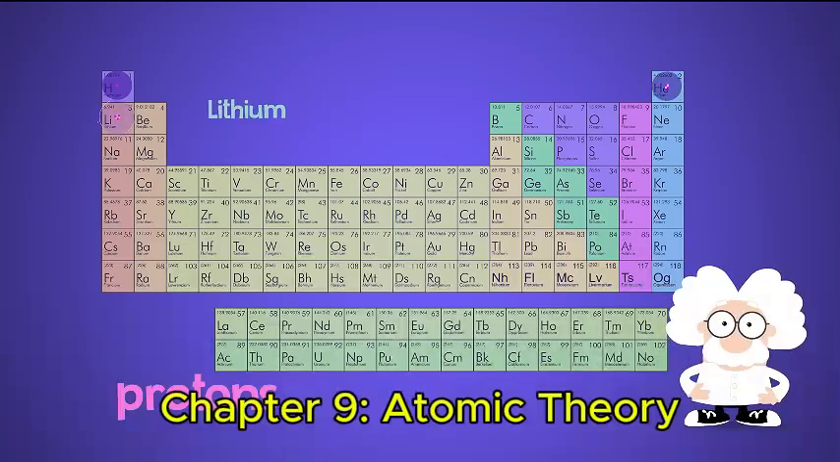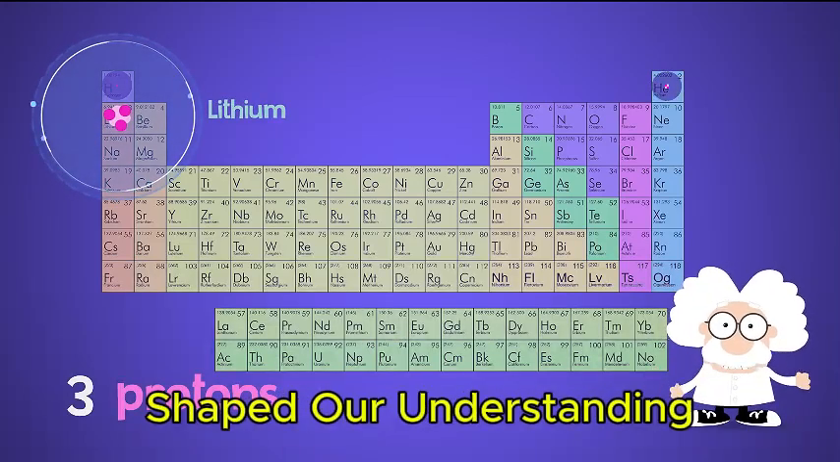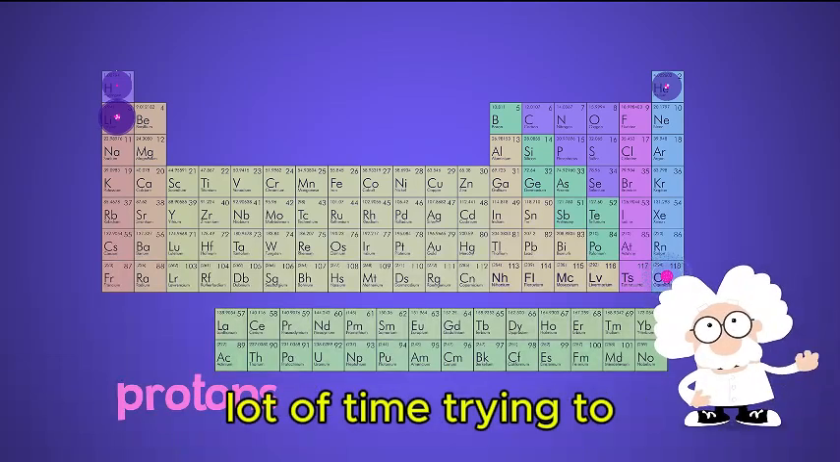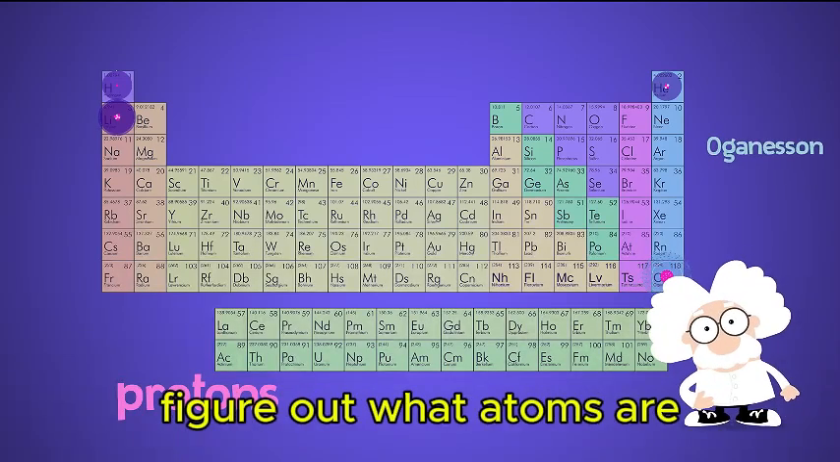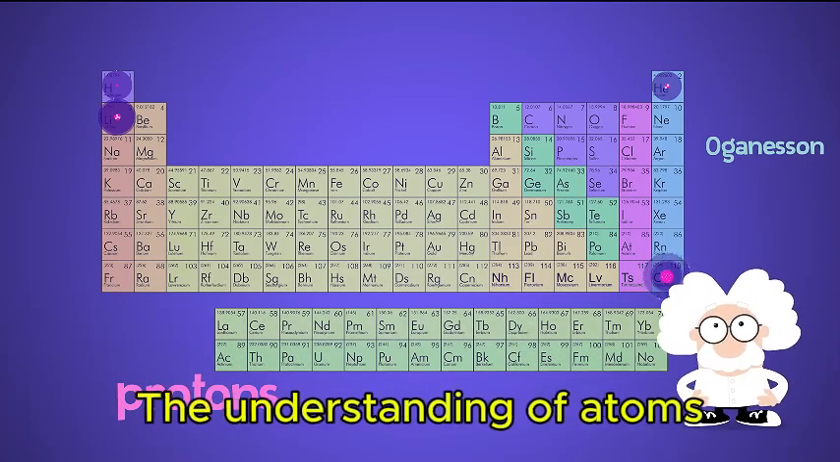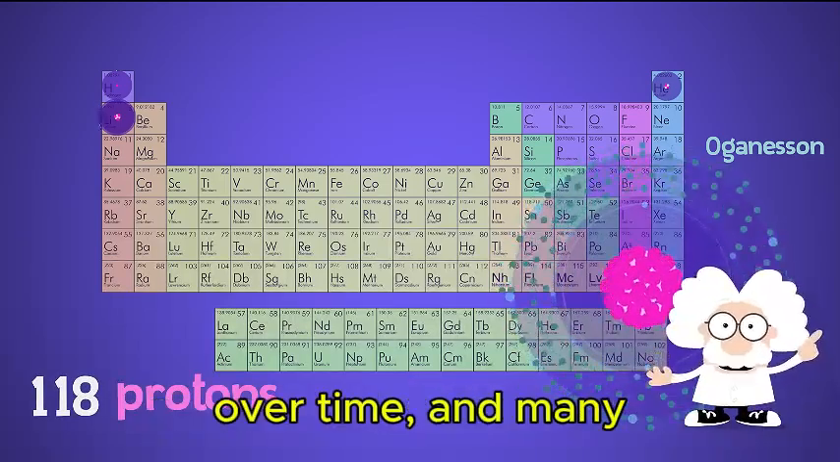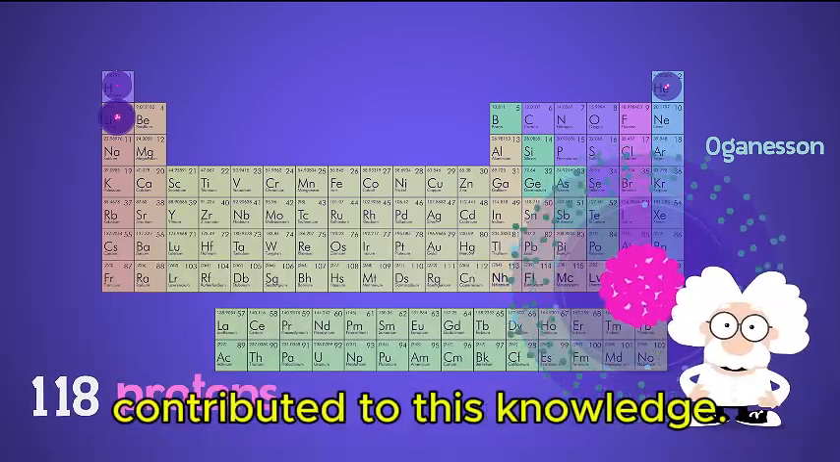Chapter 9. Atomic theory and the scientists who shaped our understanding. Through history, scientists have spent a lot of time trying to figure out what atoms are and how they work. The understanding of atoms and molecules has evolved over time, and many brilliant scientists have contributed to this knowledge.